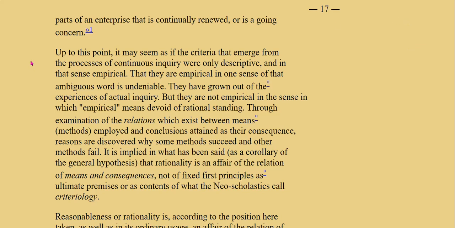So, top of page 17, he says, "Up to this point, it may seem as if the criteria that emerge from the processes of continuous inquiry were only descriptive and, in that sense, empirical." Right? Remember how the logical forms emerge through the processes of inquiry, and in that sense, you could think of them as descriptive, as describing inquiry. "That they are empirical in one sense of that ambiguous word is undeniable. They have grown out of the experiences of actual inquiry. But they are not empirical in the sense which empirical means devoid of rational standing."